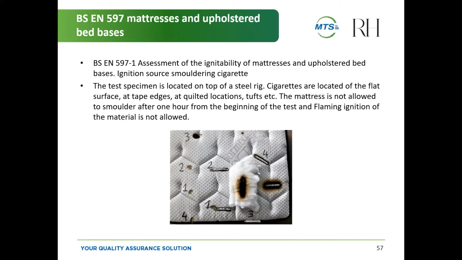BS EN 597, this is for mattresses and upholstered bed bases, and it's going to be reviewing the ignitability of the mattress and the base. Using smoldering cigarettes for the testing here, and you can see they'll put it in the rig, and then you can see the burn marks here. They put them on the surfaces, the taped edges, quilted locations and tufts, etc. And they let them smolder, but they should not go beyond 1 hour from the beginning of the test.